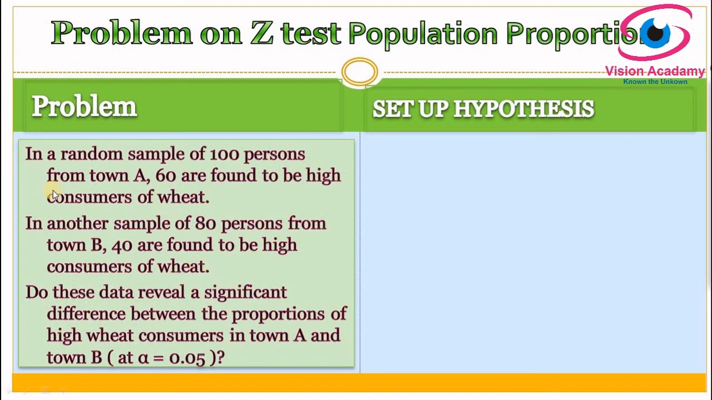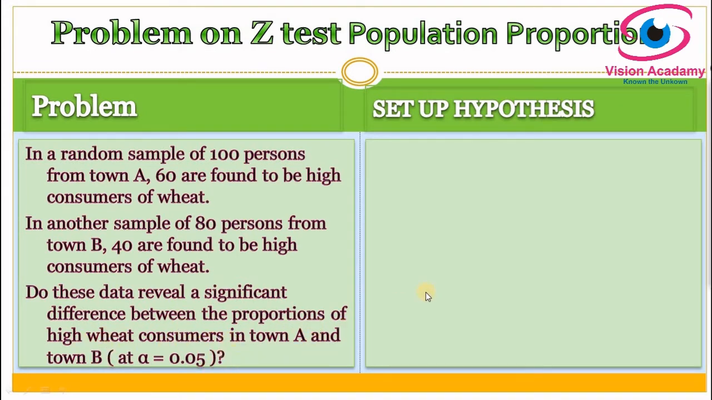The same old problem I have copied here to make you understand the difference. Here we want to test the proportion of high consumers of wheat in two towns. Say P1 and P2 are not the same. So you can look into the problem. Do these data reveal a significant difference between the proportions of high wheat consumers in town A and B?